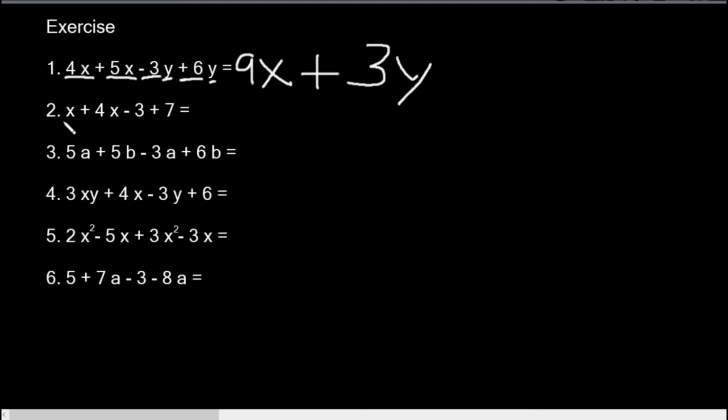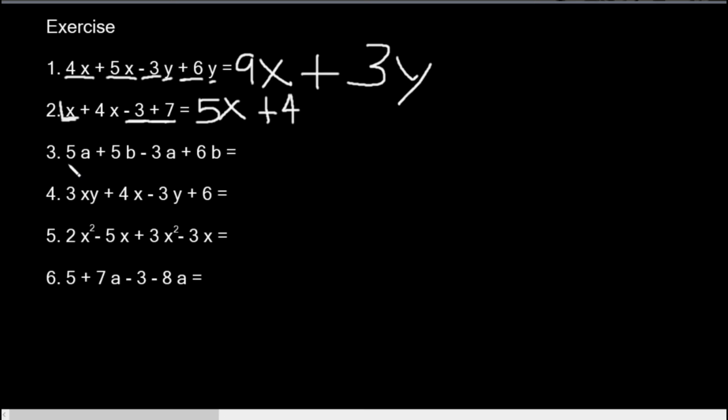For number 2, every variable always has a coefficient in front of it. In this case, where they don't write it, it's 1. It's always 1 if you don't write it. So we got 1x plus 4x, so it becomes 5x. And we got -3 as a constant and 7, so you just do it the way you learned. -3 plus 7 is +4. So the answer for number 2 is 5x plus 4.